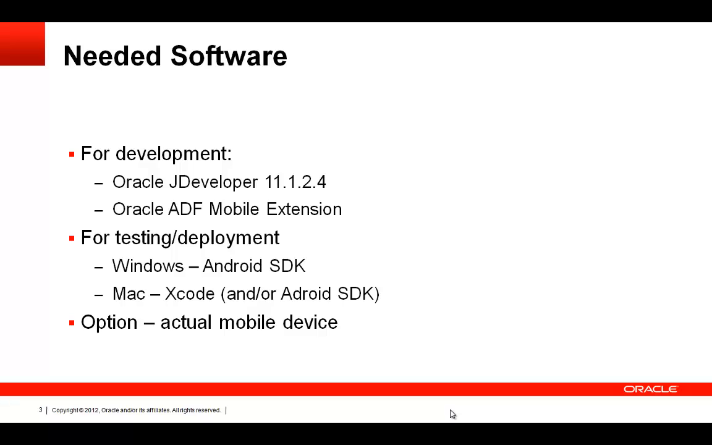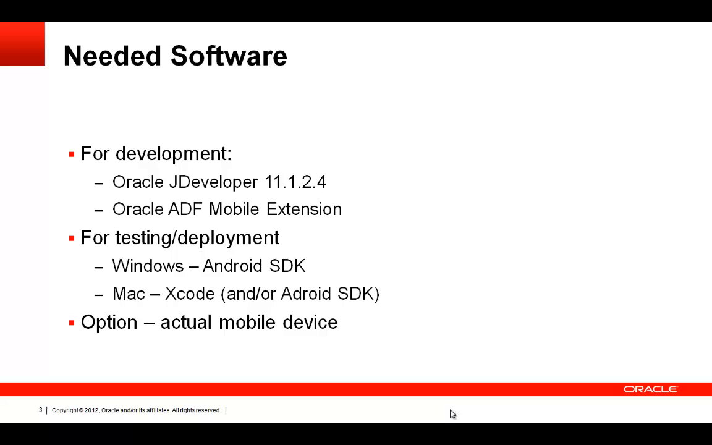Now, when it comes to actually testing and deployment, you will need to interact with the SDKs for the specific platforms you're going to deploy and test on. So if you're on a Windows machine, you can only use Android as your deployment platform. To deploy to an iOS environment, you need a Mac. So if you're on Windows, you basically need the Android SDK. Again, very easy to go to the Android website and download this SDK.